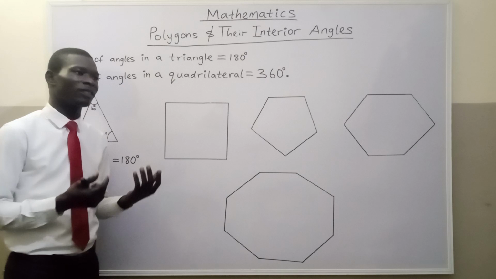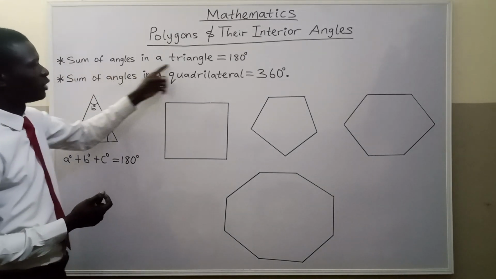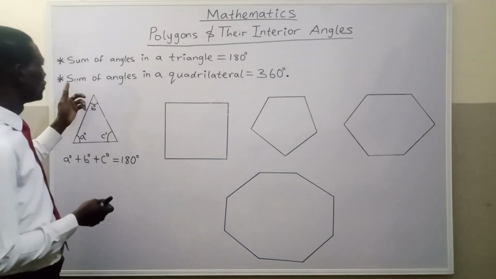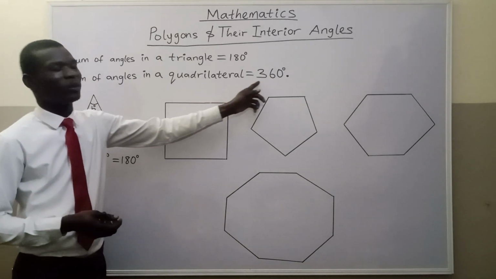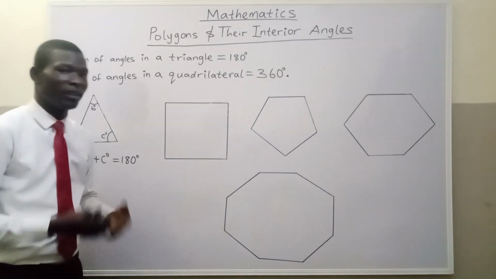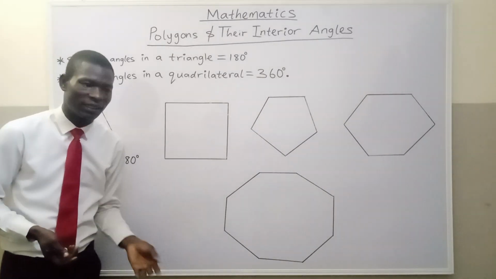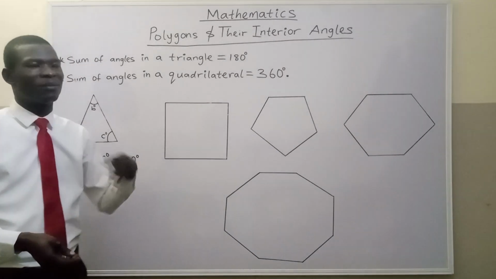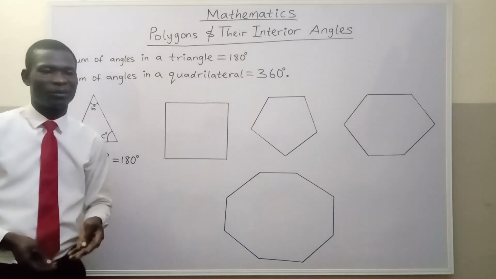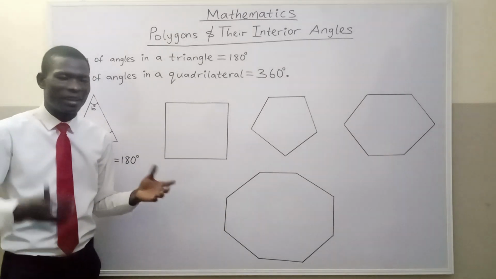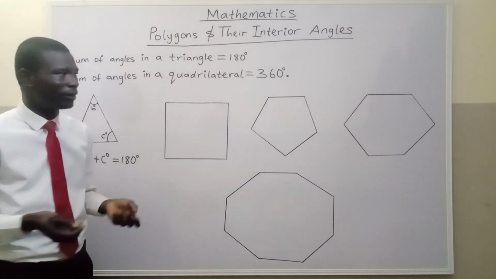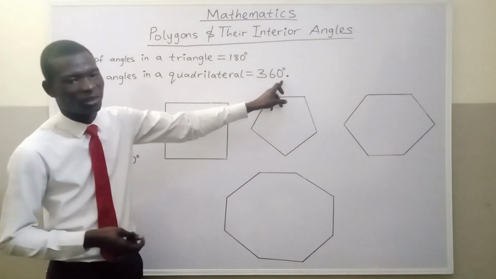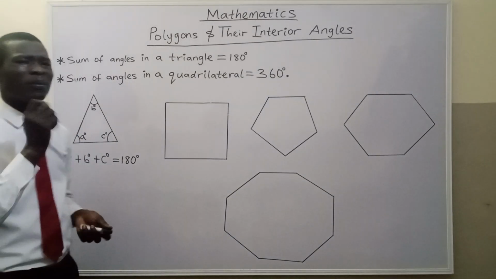Now, you would have been hearing stuff like the sum of angles in a triangle equals 180 degrees. It's a well-known fact. The sum of angles in a quadrilateral equals 360 degrees. What is a quadrilateral? A quadrilateral is a plane figure with four sides. It can be a square, a rectangle, a parallelogram, a rhombus, also known as a diamond. It can also be a trapezium. Any four-sided plane figure that you can think of, as long as it has only four sides, the sum of the interior angles will always be equal to what? 360 degrees.